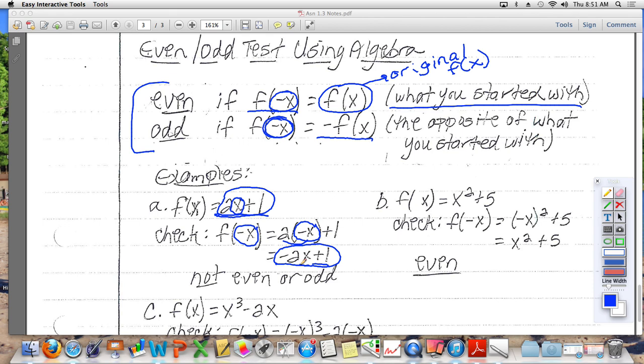Do you have the exact opposite of what you started with? The opposite of this thing right here would be negative 2x minus 1. No. Everything has to be the opposite. Is it the exact opposite? It is not the exact opposite. That's why we said no, it is not even or odd.